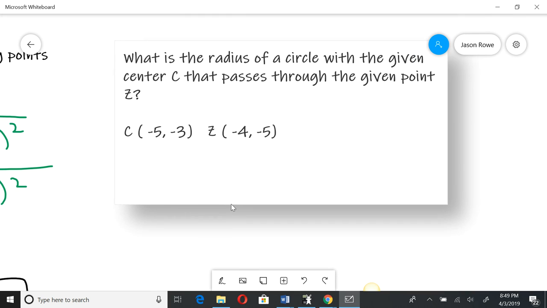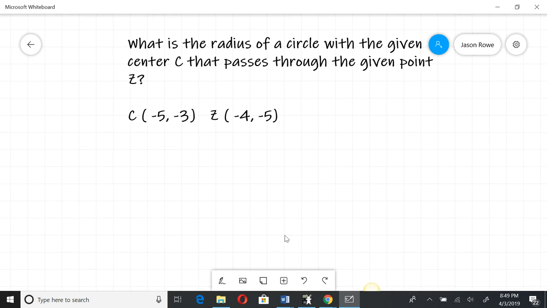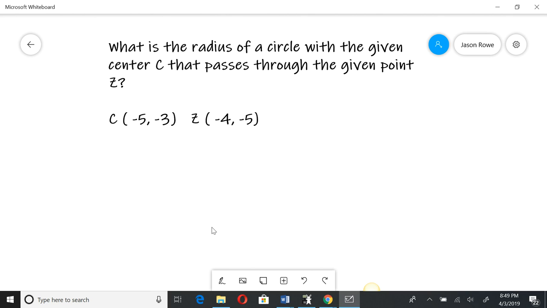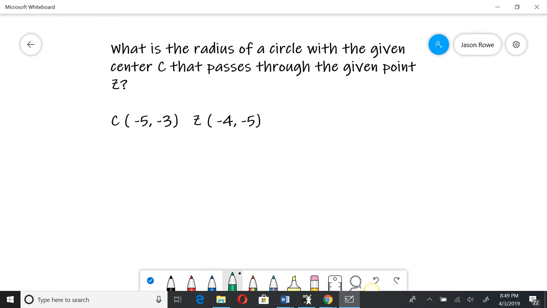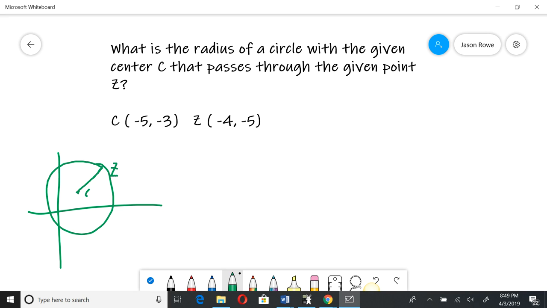All right. Now, the last few in the lesson say find the radius of the circle with the given center, C, that passes through the given point, Z. So basically what that means is that in the coordinate plane, you've got a point somewhere, that's the center, and you've got a point Z somewhere that's on the circle. So we want to find the distance from there to there. That's the radius. Guess what? It's still the distance formula. So we're still going to apply this distance formula.